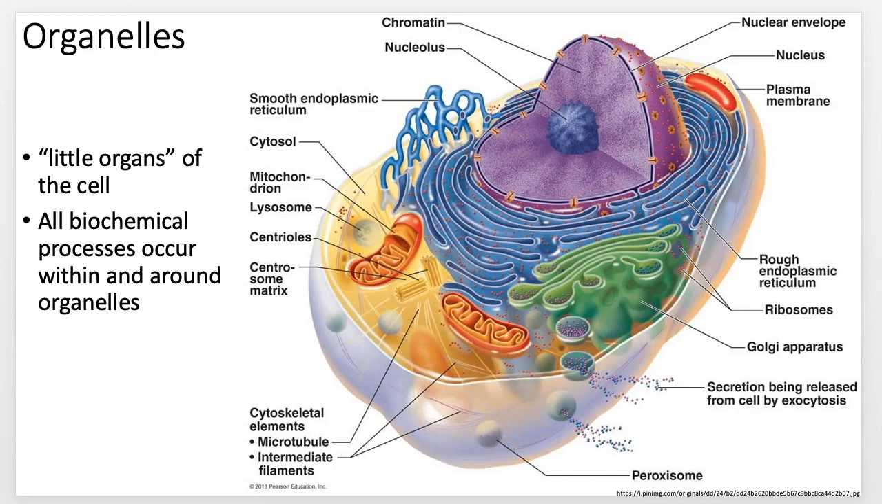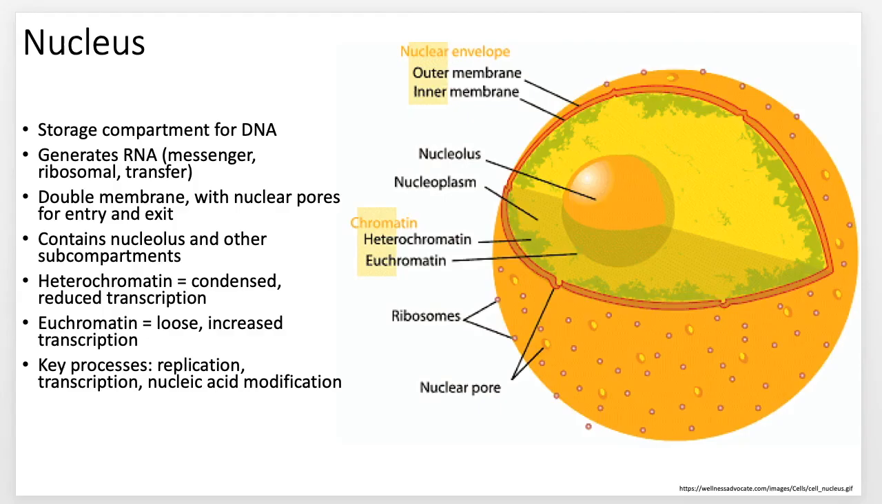Okay, so I'm going to start at the nucleus, and we're going to move our way out until we encounter some of these other guys, and then we'll be done. So starting with the nucleus, most people know it's the storage compartment for your DNA. It has a bunch of functions, so you're going to make your RNA there. Basically, all your RNA. You're going to make your messenger RNA, your ribosomal RNA, your transfer RNA. If you take a genetics course, we'll talk about that more, but we're also going to talk about that in this course as well. The nucleus itself has a double membrane.